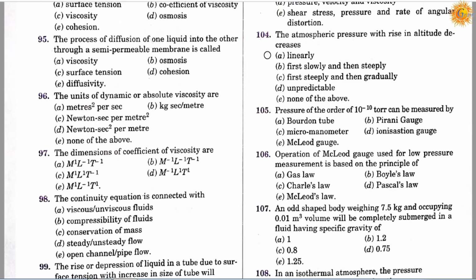Question number 104. The atmospheric pressure with rise in altitude decreases: option A, linearly; option B, first slowly and then steeply; option C, first steeply and then gradually; option D, unpredictable; and option E, none of the above. So the correct answer is B, it's first slowly and then steeply.